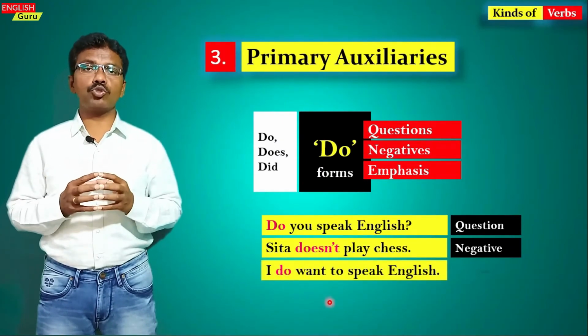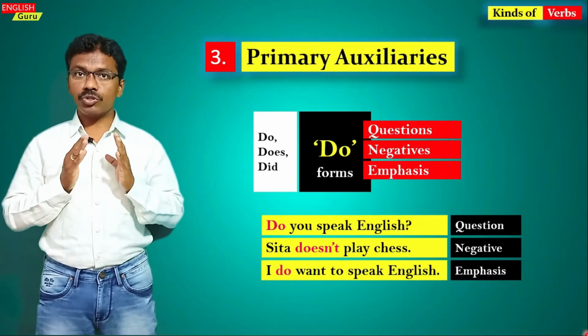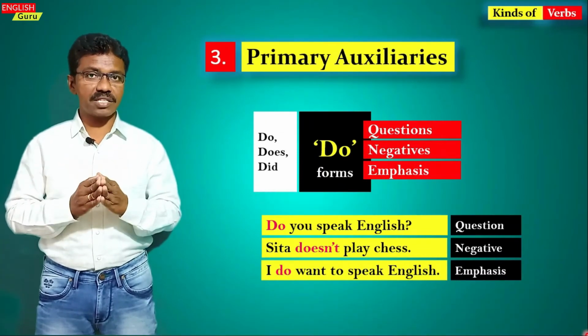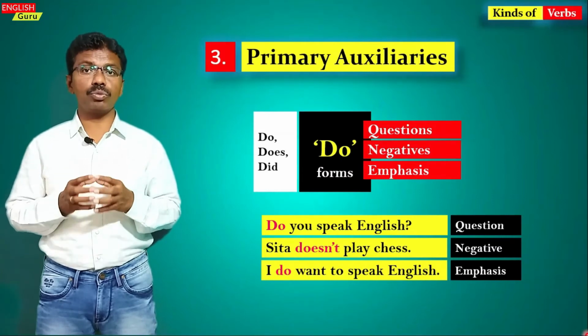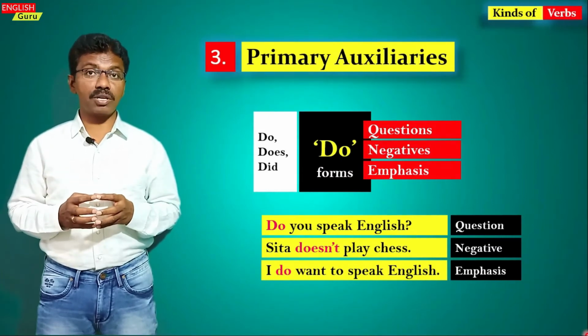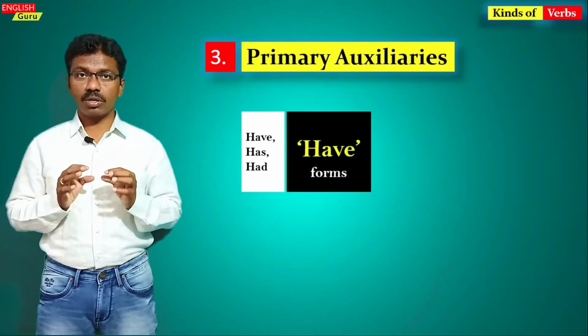Sita doesn't play chess. Does not, forming a negative of a sentence. I do want to speak English. So I do, stressing, emphasizing, not saying it simply. I do want to speak English. So if you want to emphasize also, we use do forms.